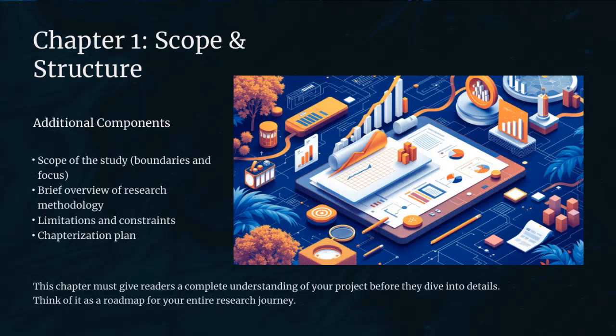In this chapter, I want to give you a clear picture of what my project is all about before we get into the detailed parts. Think of it like a roadmap that guides you through the entire research journey. We'll start by defining the scope of the study, which includes the boundaries and the main focus areas. This helps us stay on track and ensures we're all aligned on what's being explored. Next, I'll briefly touch on the research methodology I used, how I gathered and analyzed the data, so you understand the approach behind the findings.